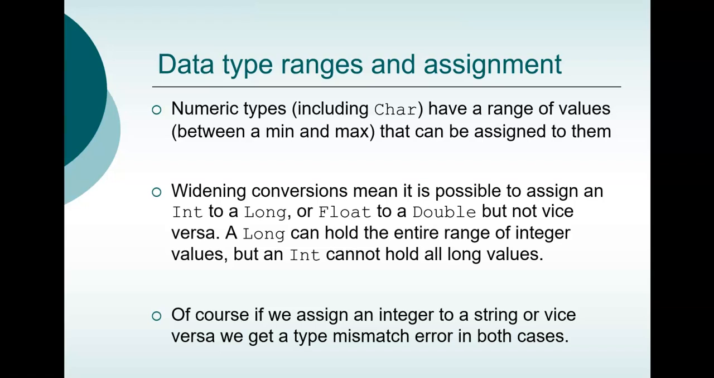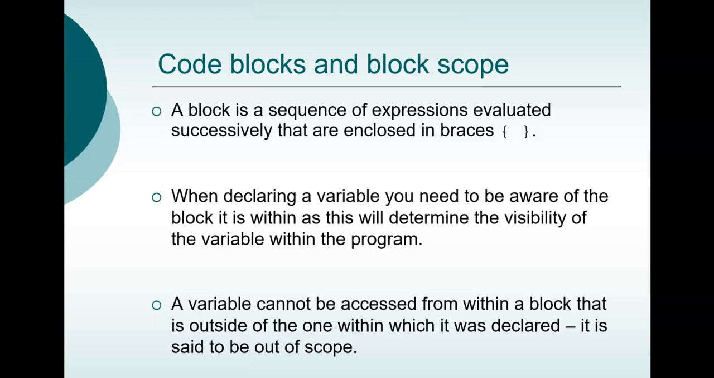Likewise, you can assign a float to a double but not the opposite. A long can hold the entire range of integer values, but as we said, an integer cannot hold all long values. Of course, if you do that, it's going to give you an error, like type mismatch. So we need to understand that.